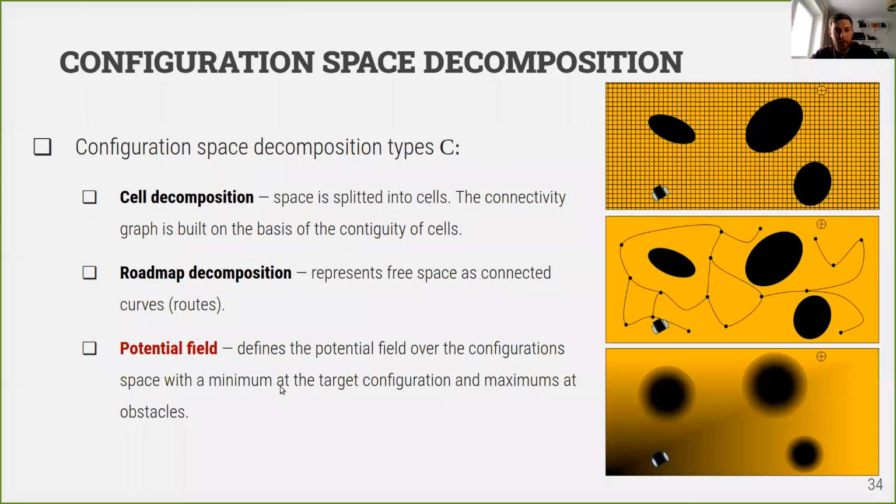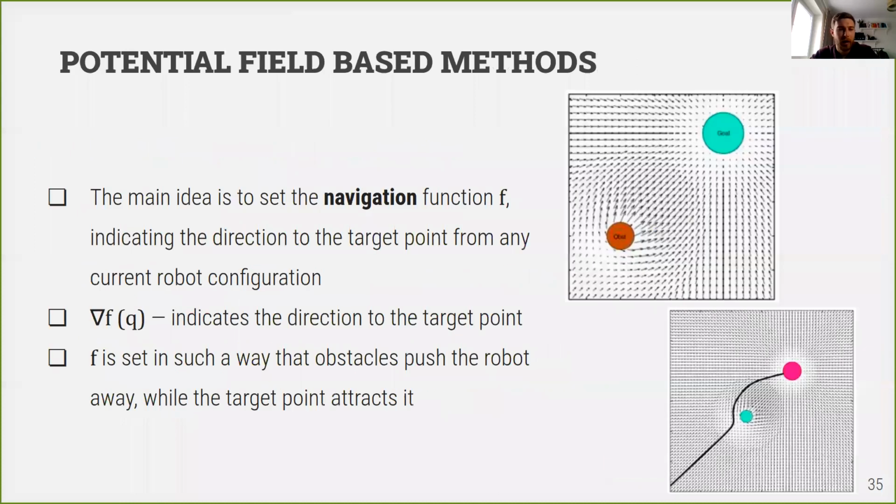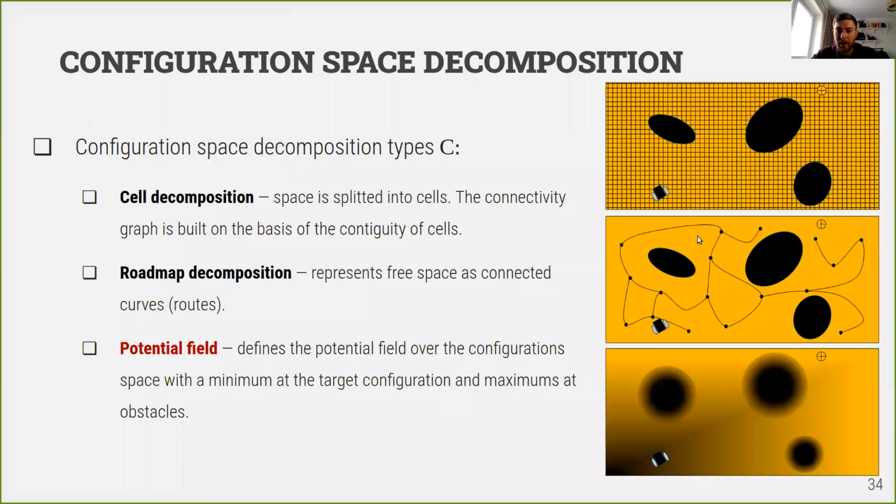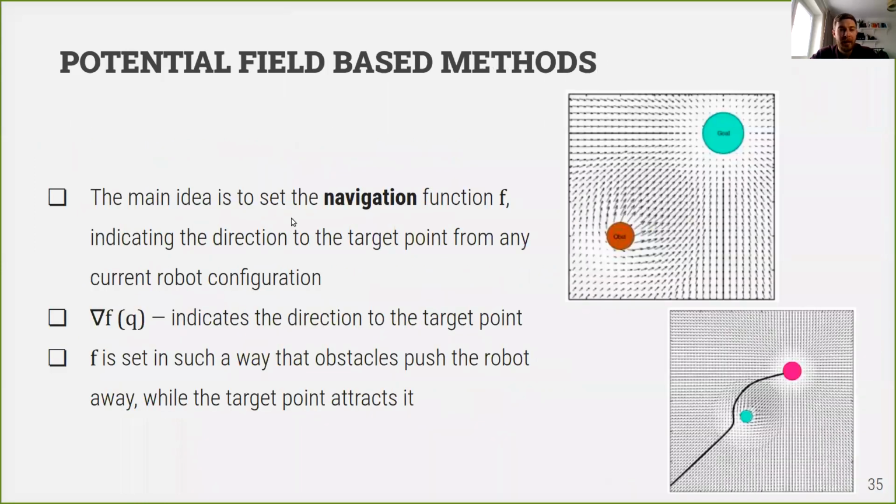And there is a third type of algorithms. We will discuss it really shortly. You can read more about it after the lecture, which is called potential field based methods. So the main idea here is that we introduce navigation function f. This function can be computed for any point in space. So for every cell here, for example, we can compute this navigation function. And this function indicates the direction to the target point from any current robot configuration.